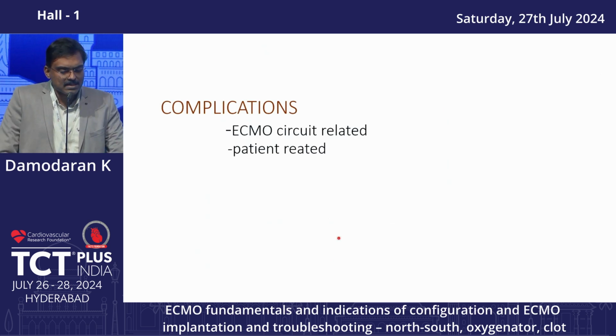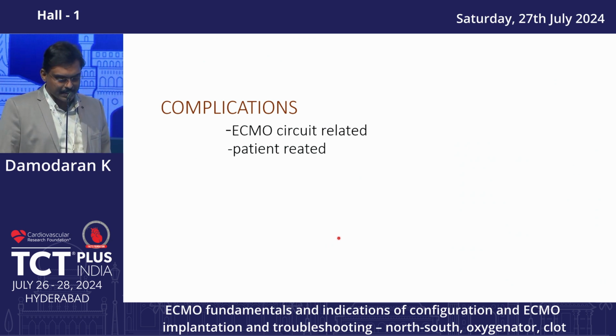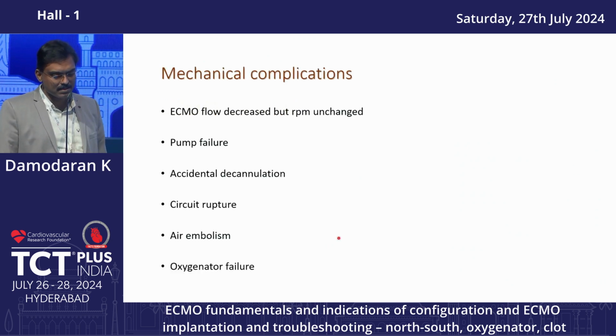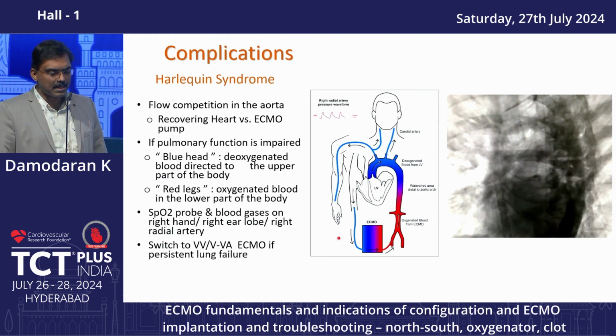Complications are twofold. One is circuit related, as I told you, the oxygenator failure, clot, and the other one is patient related. I'm not going into the circuit related things. Pump failure, decannulation, spallation of the tube sometimes. So Bioline coated tubes are better in this situation because they are resistant to rupture. Air embolism, oxygenator clot formation failure. Let me come to the patient-related things.